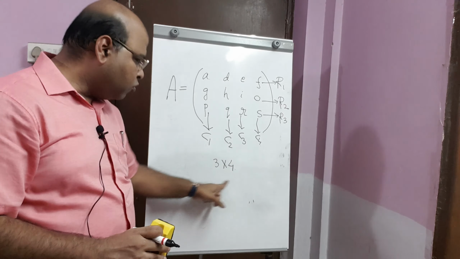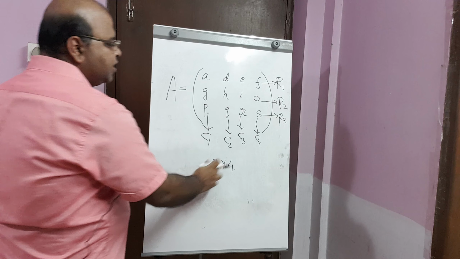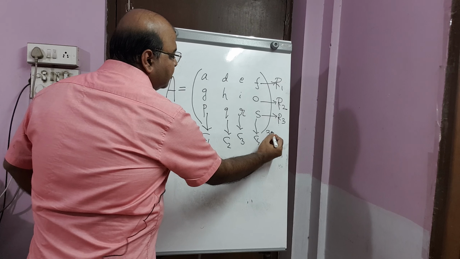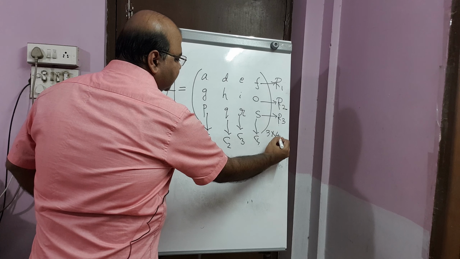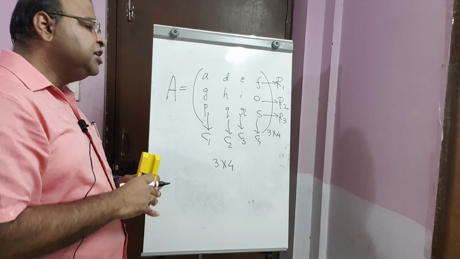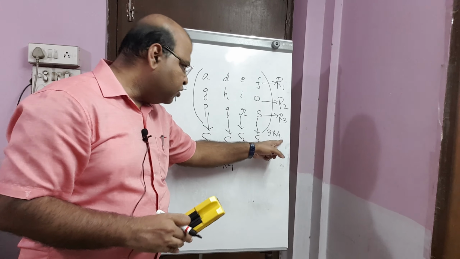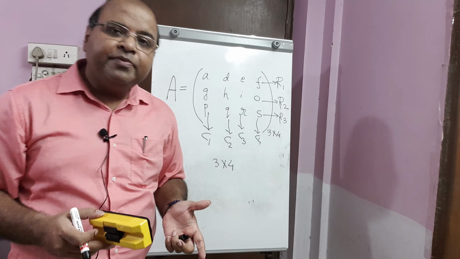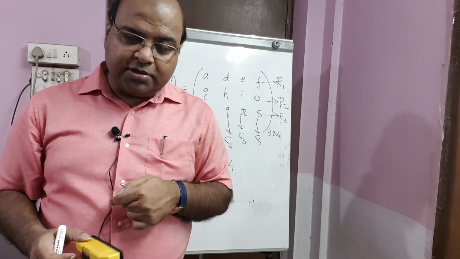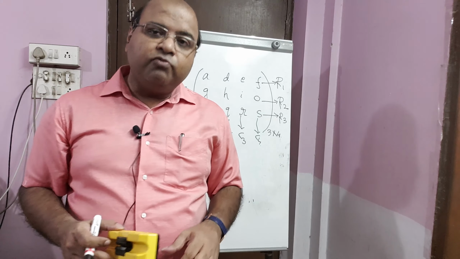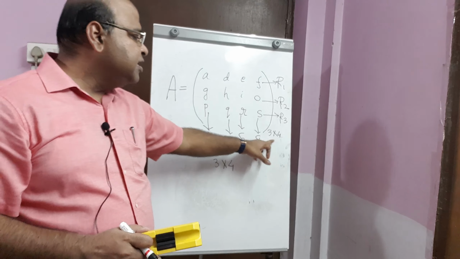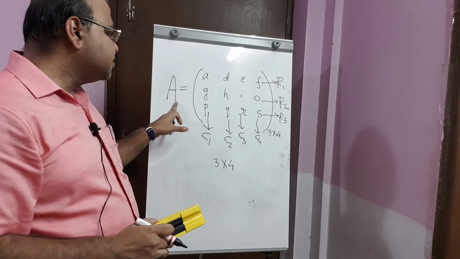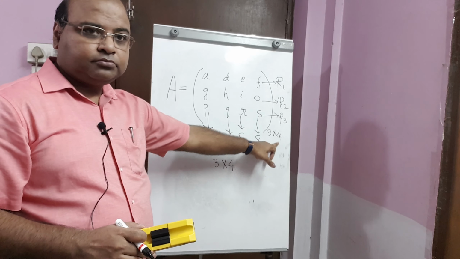And to represent the order, we can write the order here in the bottom right corner of the matrix, 3 into 4. Although we are writing 3 into 4, while reading the order, we read it as 3 by 4. Likewise, we say the measurement of a room is 18 by 20 feet. So actually it is 18 into 20, but while reading you call it 18 by 20. So here A is a matrix of order 3 by 4.